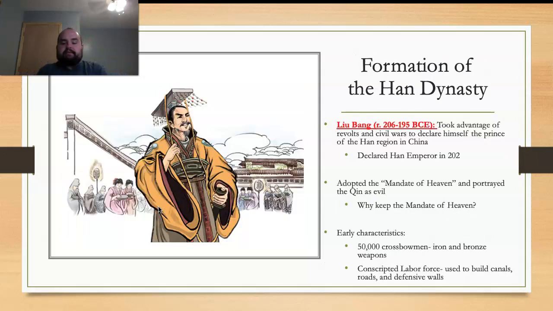Now, around this time as well, the Han Dynasty was formed because, of course, as I said, the Qin Dynasty was very short-lived. Liu Bang, if I'm pronouncing that correctly, took advantage of various revolts and civil wars during this time period to declare himself the prince of the Han region in China, and eventually declared himself the emperor of the new Han Dynasty in 202. Like our previous Chinese rulers, he would eventually adopt the mandate of heaven and would portray the Qin Dynasty as evil. Why do you think he would do this?